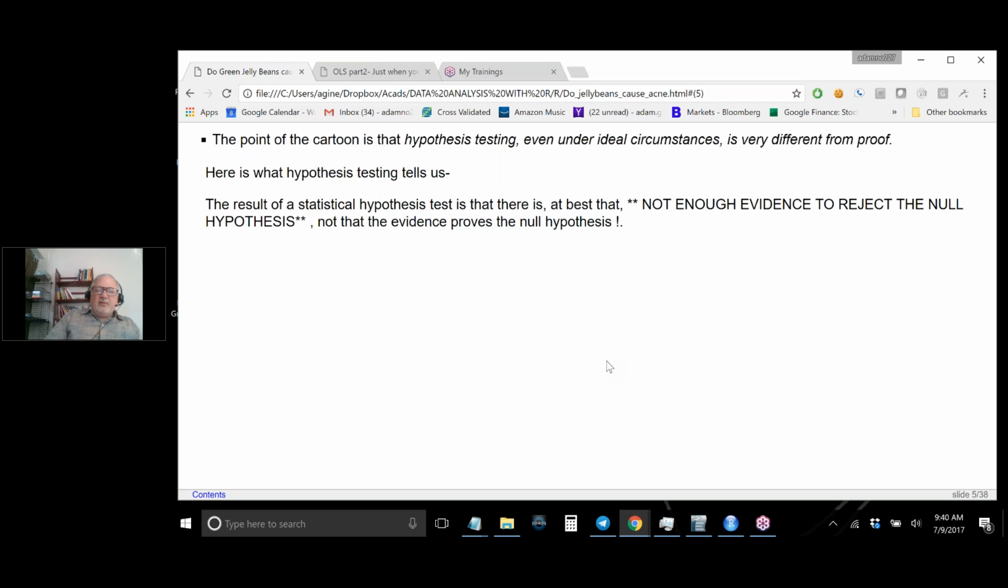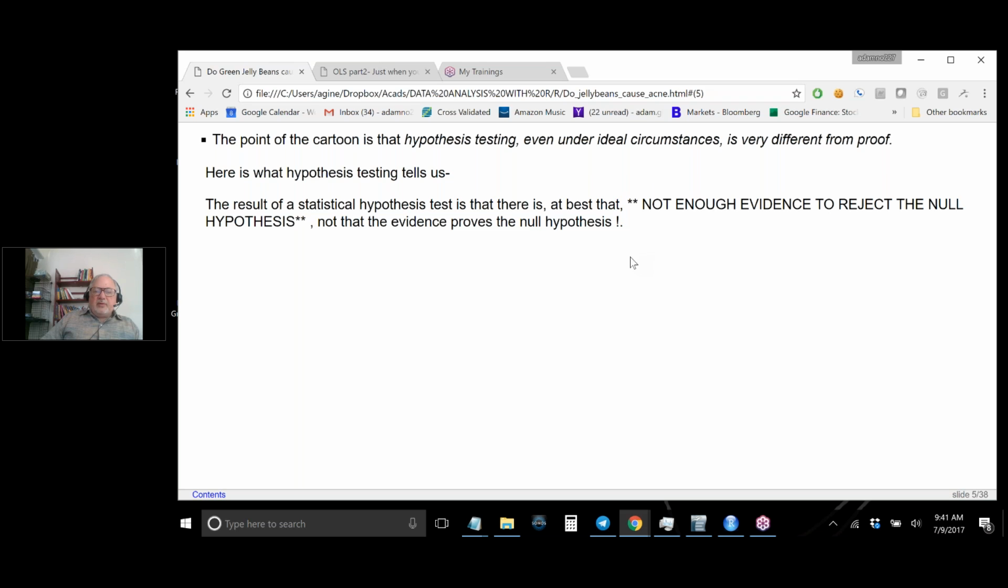So as it says, the point of the cartoon is that hypothesis testing, even under ideal circumstances, is very different from proof. This is what a hypothesis test does. This is what the output, these p-values and whatnot of your linear model, tell you. It says, even under the best of circumstances, there is not enough evidence to reject the null hypothesis. And I put that in big bold: not enough evidence to reject the null hypothesis. Not that the evidence proves the null hypothesis.